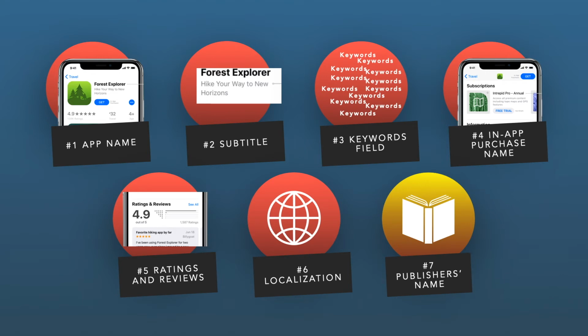7. Publisher's name. This is only applicable if that's the first app you're releasing on the App Store. The publisher's name is a good place to use some keywords that will benefit your app and the ones you might create in the future. And that's how you implement the first phase of ASO to increase your ranking in search results.